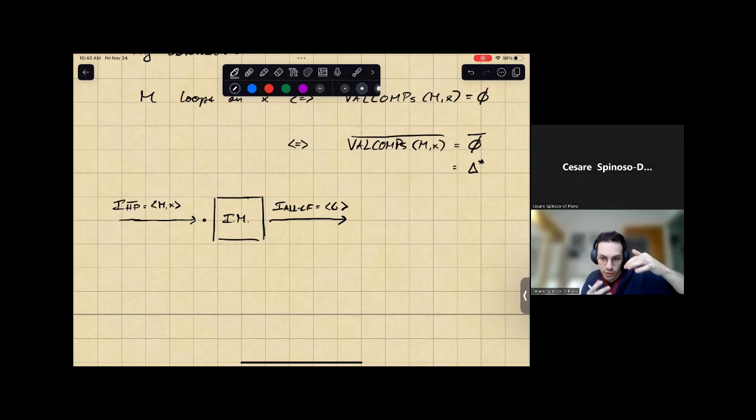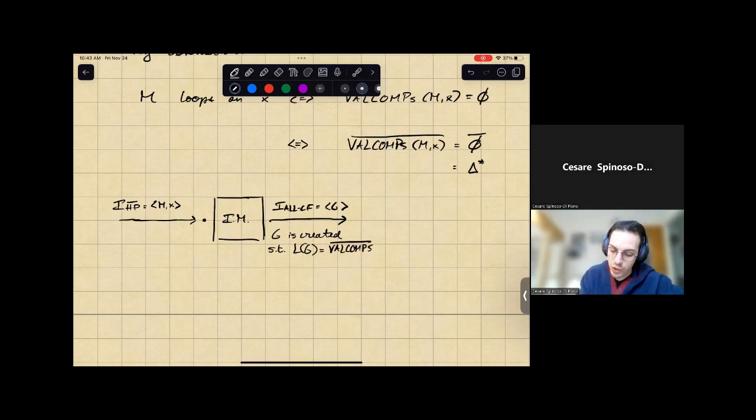But I'm going to design this grammar in a very specific way. I'm going to design it such that G generates Val-comps complement, because checking whether Val-comps complement is equal to delta star is equivalent to checking whether M looped on X.